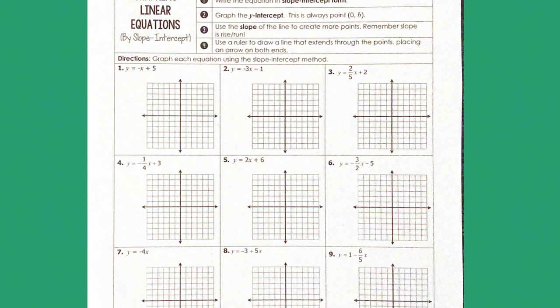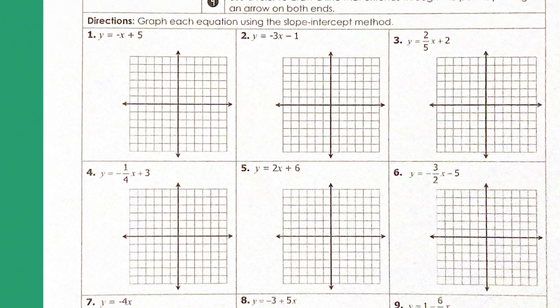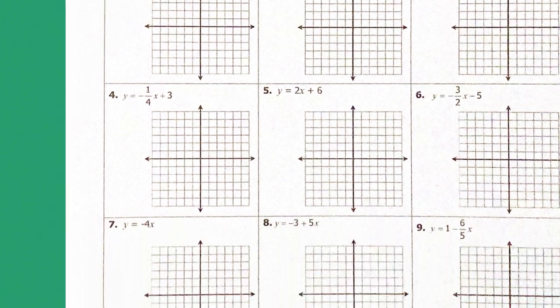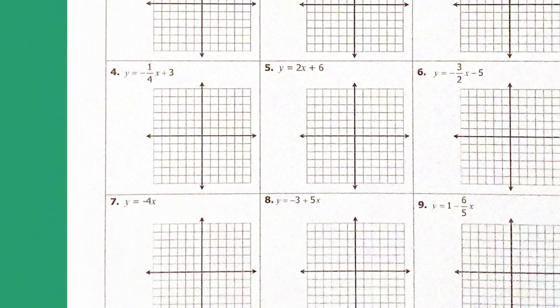There's what it looks like today. You're going to have 9 of those. And that page also gives you a little bit of review on some of the steps that I gave you there. But look at all those equations. Are all those equations in slope-intercept form? Yeah. They are, aren't they?